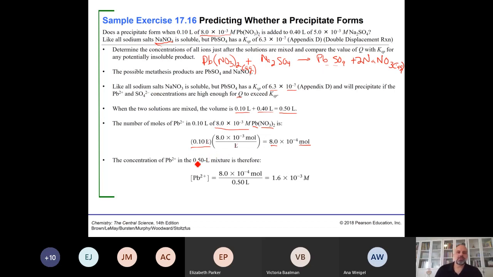Since we have a new volume after we mix everything together, now we have a 0.50 liter mixture. So our new concentration of lead ions depends on this new volume. We take our moles, divide by the new volume, and we get our new concentration.